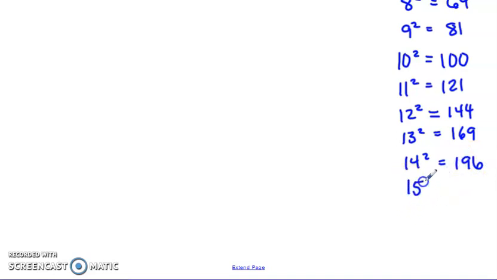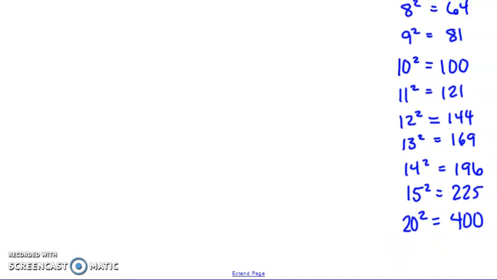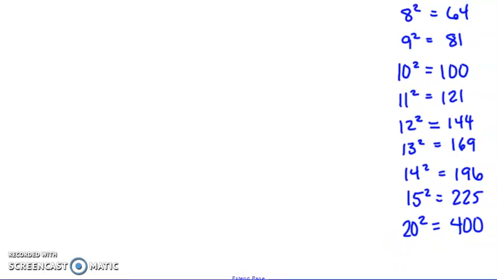15 squared is 225, and then like 20 squared equals 400. So those right there are some common ones. Okay, so after you get that listed, then let's go ahead and look at our assignment here.